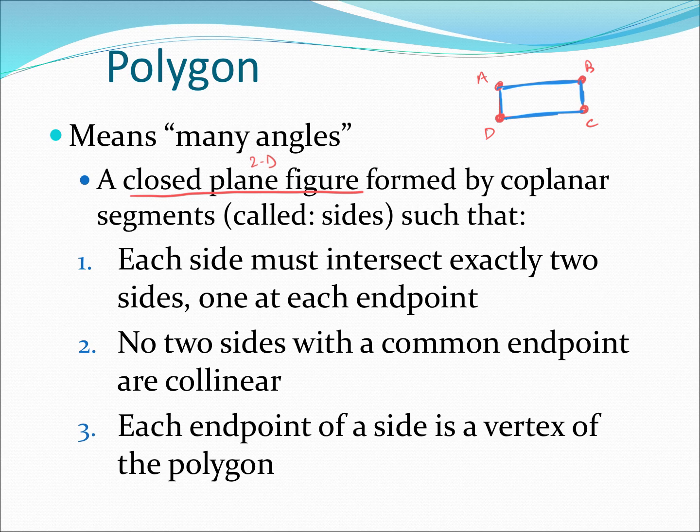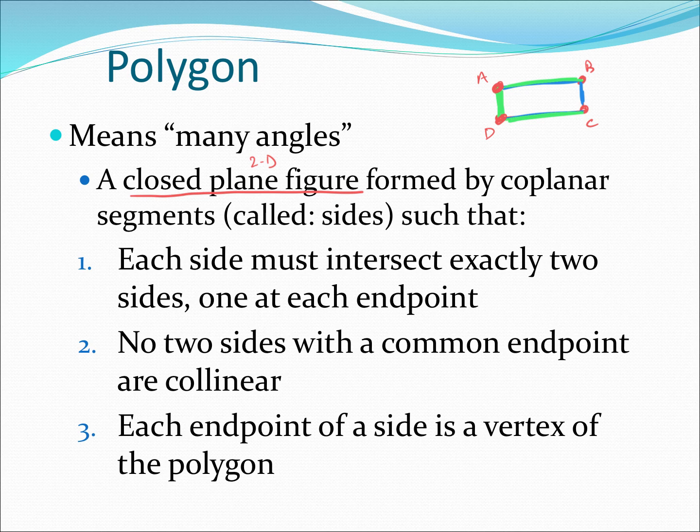Then number one, each side must intersect exactly two sides. Let's think about side AD here. Notice that AD touches AB, this side over here, and CD. So each end of segment AD is an endpoint, and of course there are other sides that connect to those endpoints.